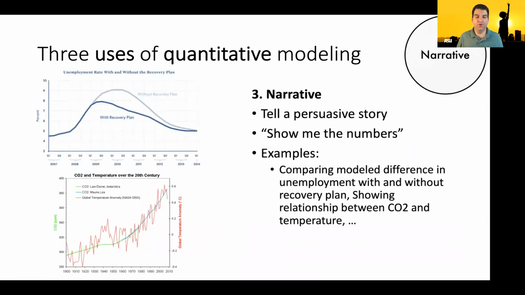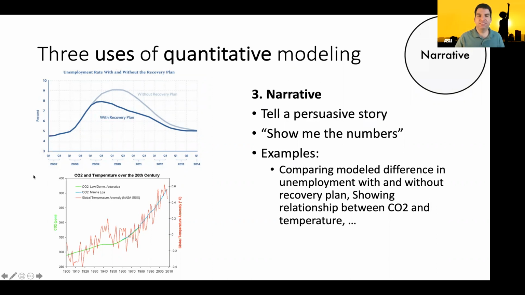The other thing we do with these models is stories. Sometimes it's harder for me to tell a story without a graph. There are a bunch of times when people have probably asked you to explain something and it's easier for you to draw it out.